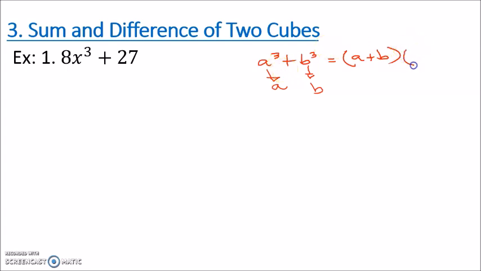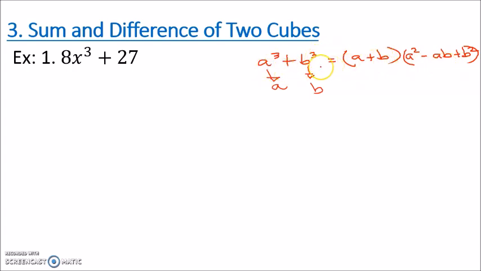And then, the rest of the factor niya, yung isa pang factor ay trinomial. Okay, yung una, binomial. Yung pangalawa, trinomial. I-square ang A, so A squared. Dahil plus ito dito, minus ito dito sa kabila. And then, you multiply A and B, so that's AB. And then, plus yung square ng B, B squared. Ayan. So, ito yung factored form ng A cube plus B cube.